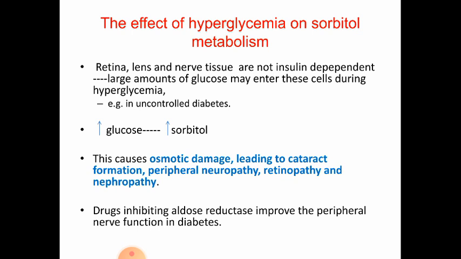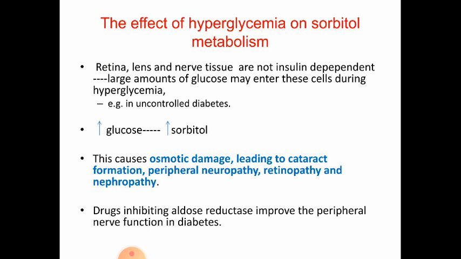The effect of hyperglycemia on sorbitol metabolism. Next, let us see how hyperglycemia is affecting sorbitol metabolism. Retinal, lens and nerve tissues are not insulin dependent. A large amount of glucose may enter these cells during hyperglycemia, since they are not insulin dependent.